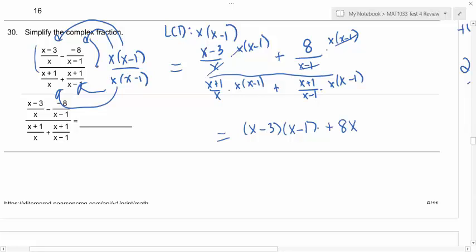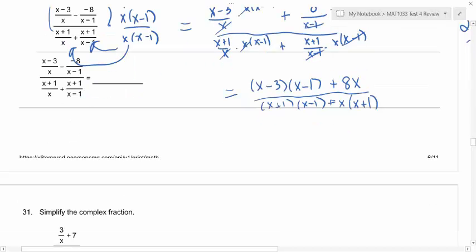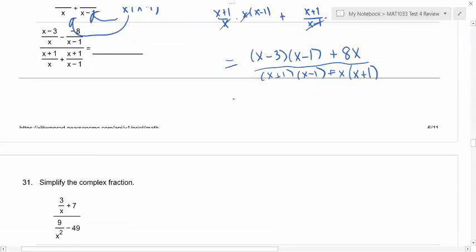Okay, what cancels out with the next one? The x. So we're going to have to multiply that out. And then what cancels out with the last one? The x minus 1. So now we're going to have to multiply out x, x plus 1. So this problem is a lot of work. Okay, so now we're going to FOIL.